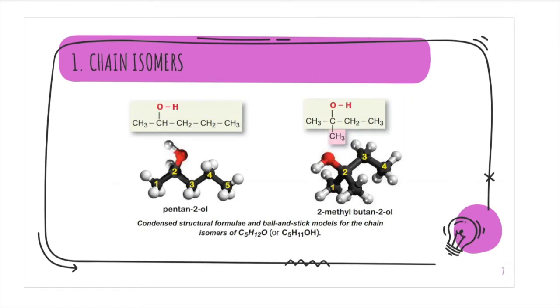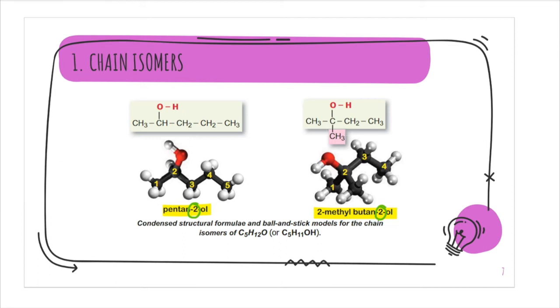The last example of chain isomers that we're going to look at compares two alcohols. Specifically, we have pentan-2-ol and 2-methylbutan-2-ol. Notice here that the position of the functional group stays exactly the same. This is because these are not positional isomers, these are chain isomers.